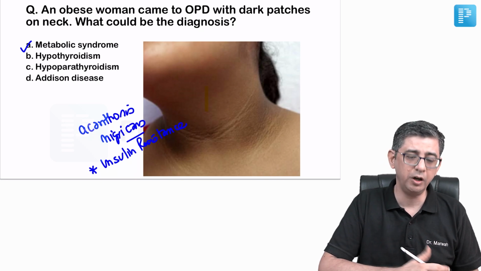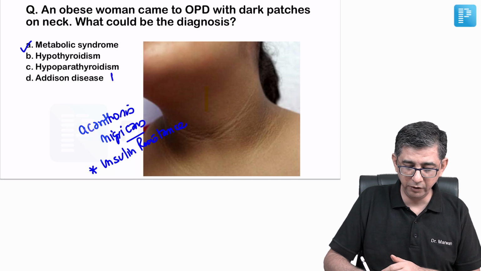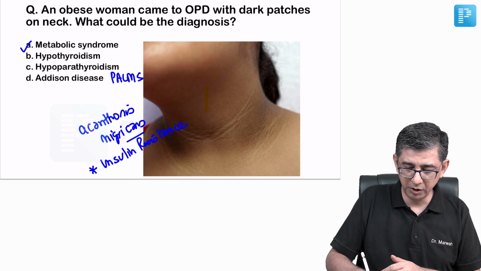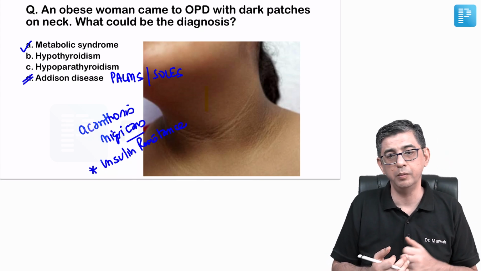Addison disease, you would be having hyperpigmentation of the palmar and the sole creases. In Addison disease, the hyperpigmentation occurs in the palms and soles, so that can be ruled out. And for the remaining ones, we don't read about a hyperpigmentation component.